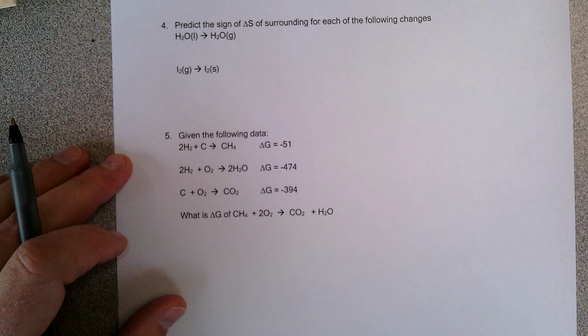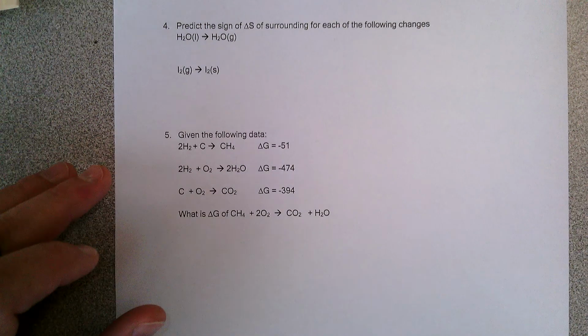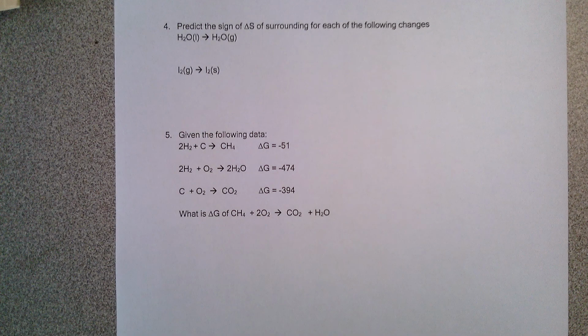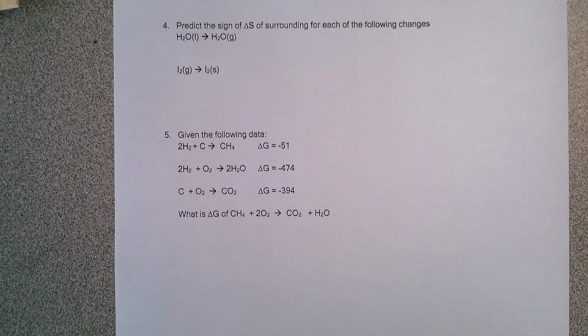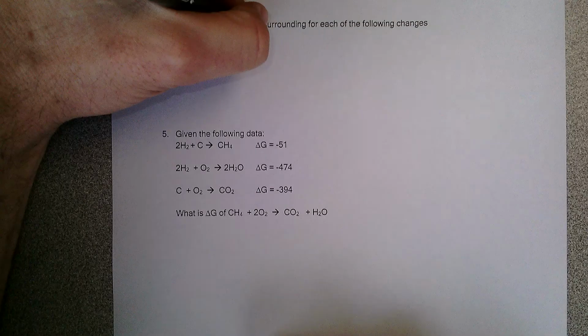Number 4, predict the sign of delta S of the surroundings for each of the following changes. So remember, delta S of the surroundings has to do with how much heat is involved. So if we are becoming more disordered, then you're going to have to kick heat into it. That's going to be an endothermic process kind of thing. So that's going to make the surroundings less disordered and that kind of stuff, right? So it's delta S of surroundings.